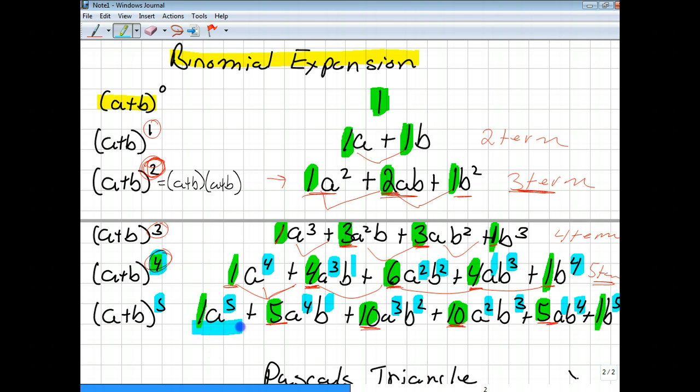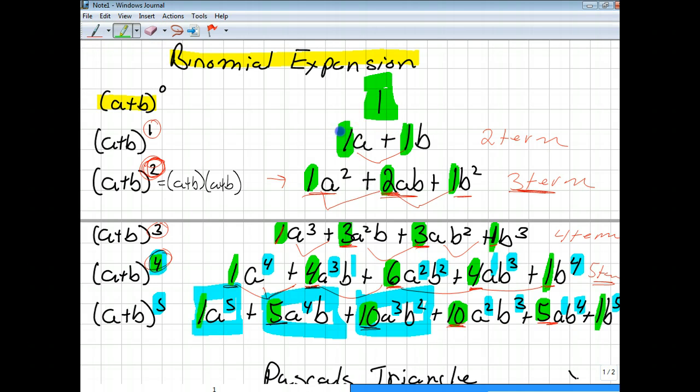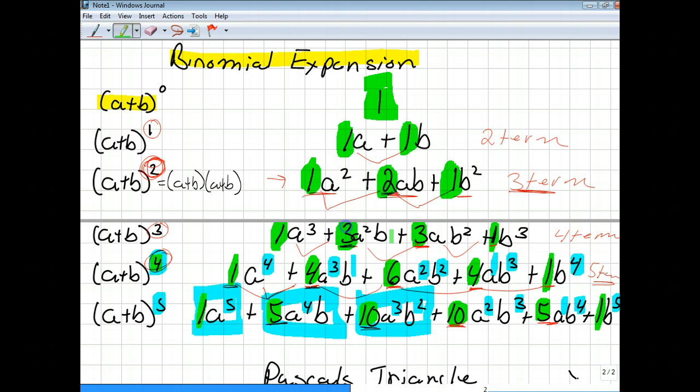So notice that for each term, the powers must add up to the power that you're raising it to. Now, these green numbers that I marked out, those numbers form what we call Pascal's triangle.